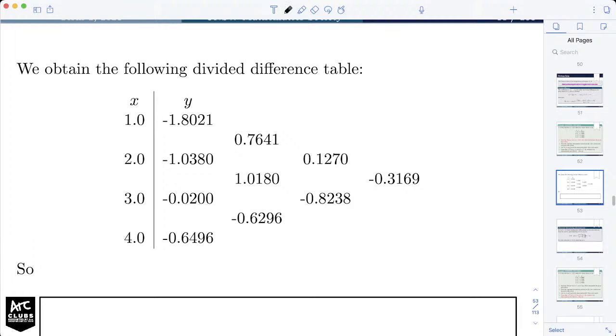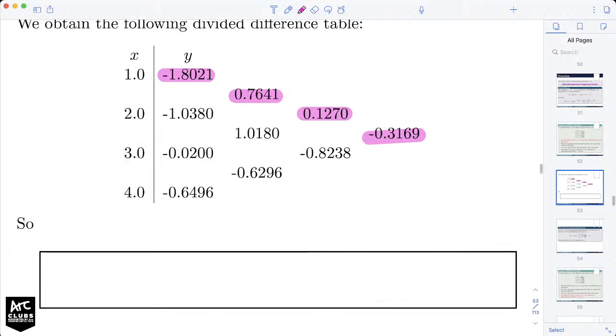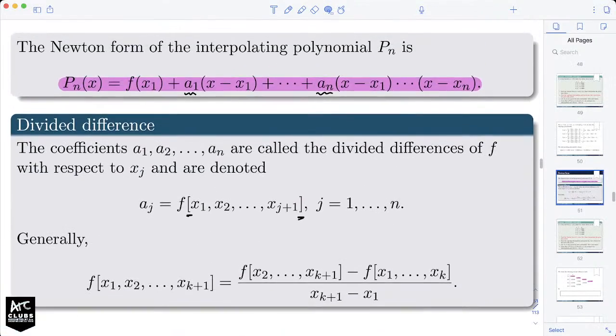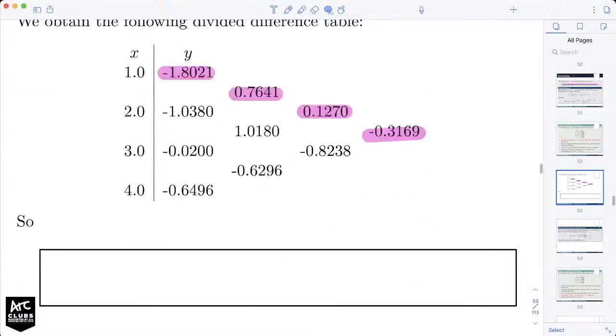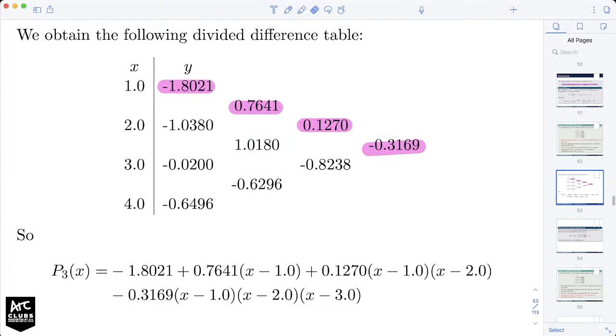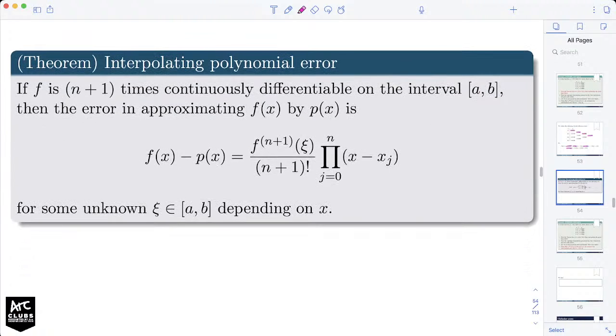And when it comes to actually writing our polynomial now, the only values we care about are going to be this top row over here. And this top row is going to be the coefficients of the Newton form of our interpolating polynomial. And again, this is just a bit of substitution into the formula, so have a look at this formula and be very comfortable with it. That is going to be our Newton interpolating polynomial, so you can see those coefficients over here, here, here, and here.